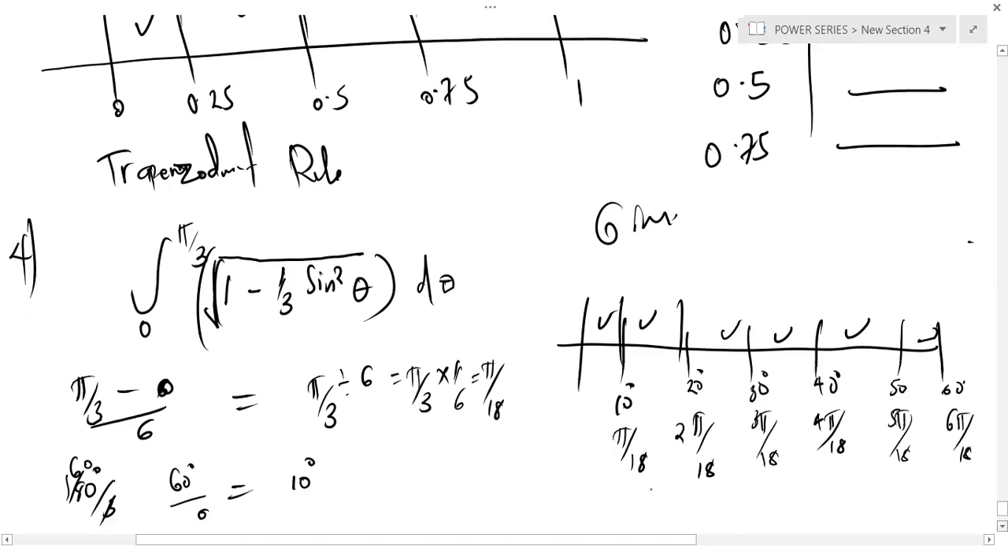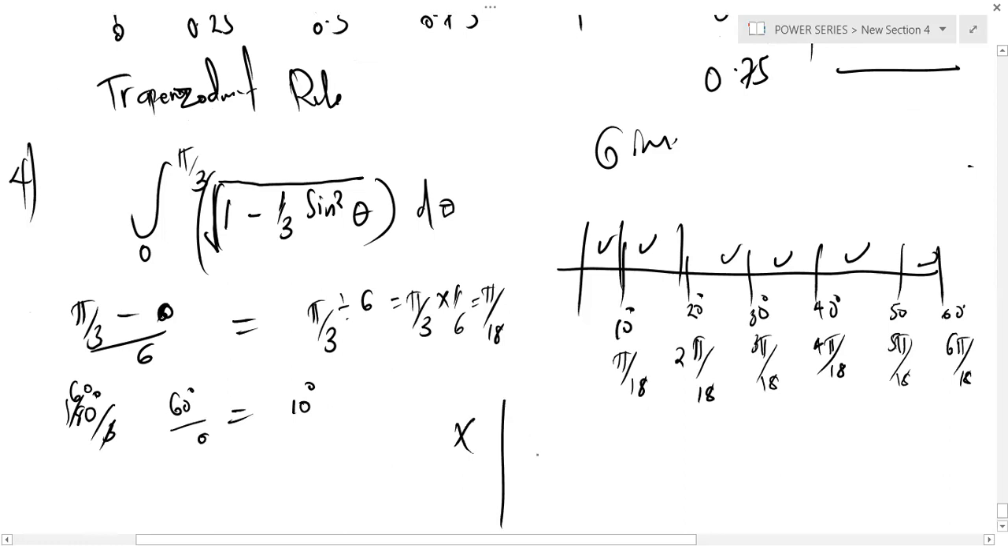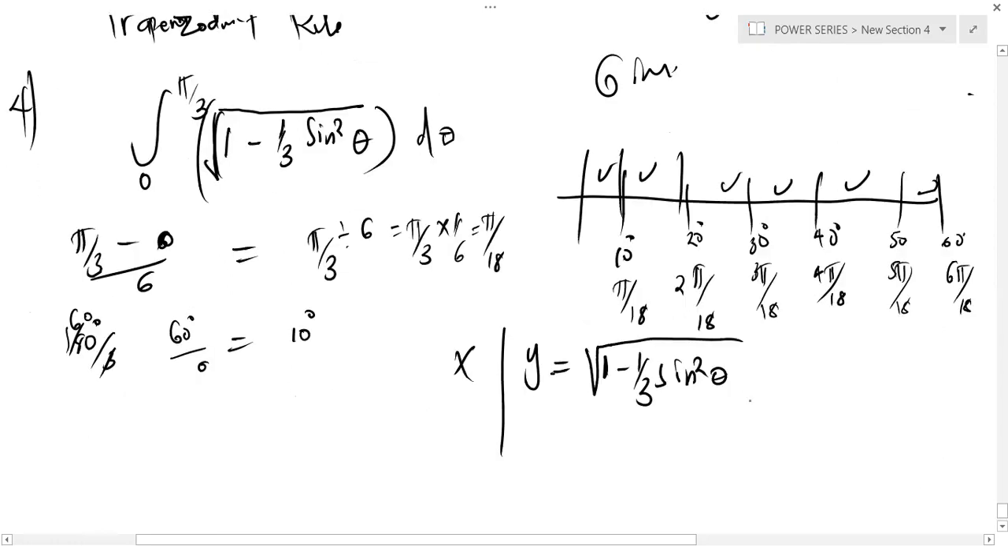Then come get your y values. So x, y. Y is equal to what? Y is the function that you were given: the square root of 1 minus a third sine squared theta. So for x equal to 0, we were starting with 0, as you can see. For x equal to 0 degrees, put your 0 there. It depends. Are you using pi or degrees? So that you know how to put your calculator in radians or in degrees. When x is 0, get your value there using the calculator.